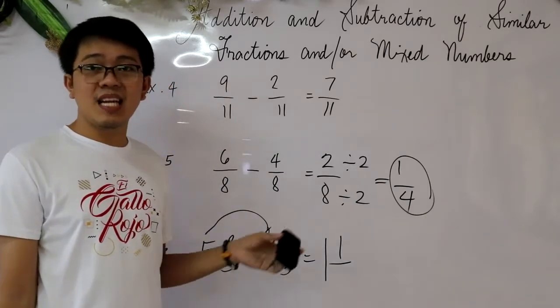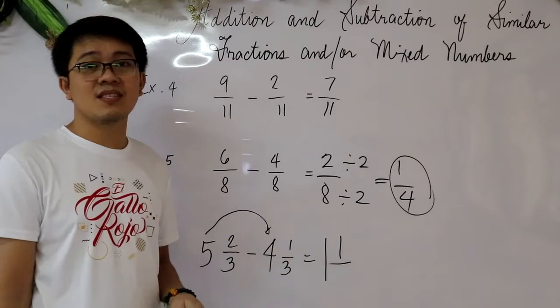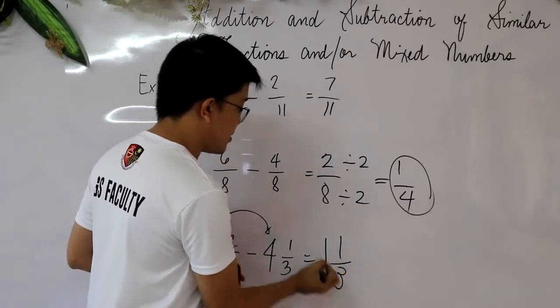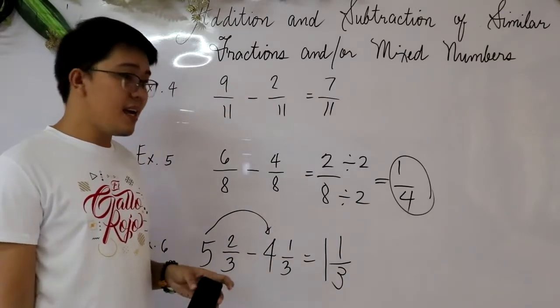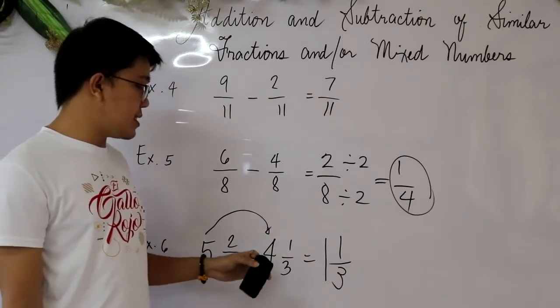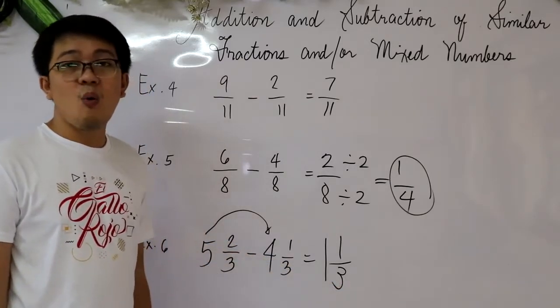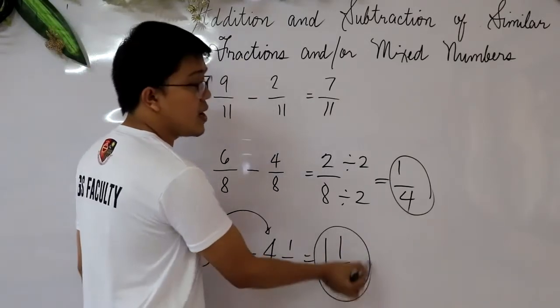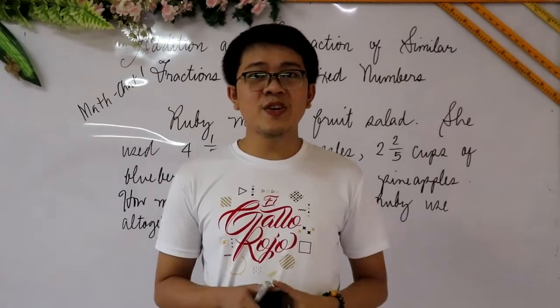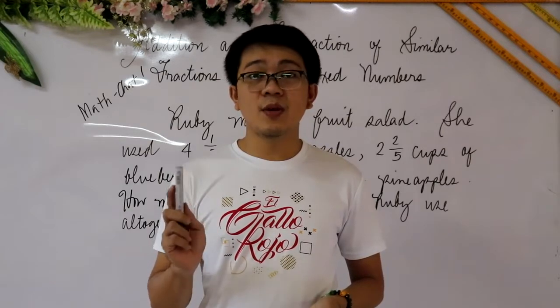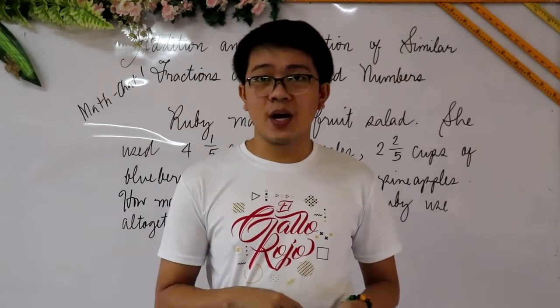What are you going to do with the denominators of these mixed numbers here? Perfect. We only copy the common denominators. Then we say that 5 and 2/3 minus 4 and 1/3 is just equal to 1 and 1/3. Now, to deepen your understanding about addition and subtraction of similar fractions and or mixed numbers, let me give you this problem.